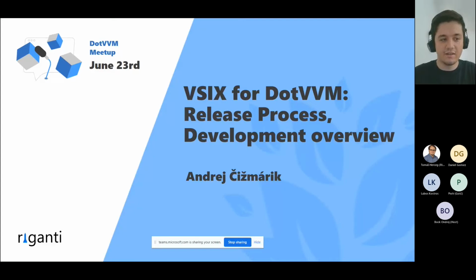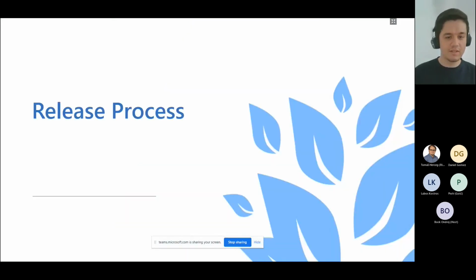So I'll start with the release process because I figured it could be a nice topic, since it was just last week that I was made aware by one of my colleagues that not everybody in the company, Riganti, behind the DotVVM project, knew what our release process looks like, and we're running some older versions of extensions. So I figured this could be a nice topic. So let's get straight into it. So our release process.